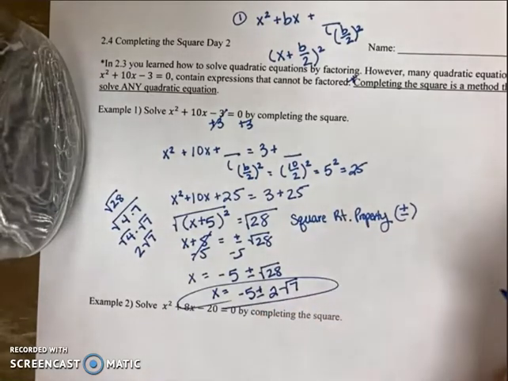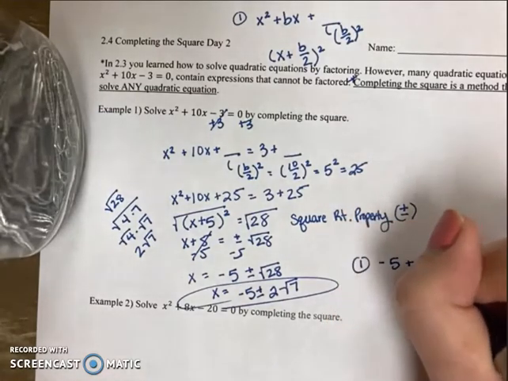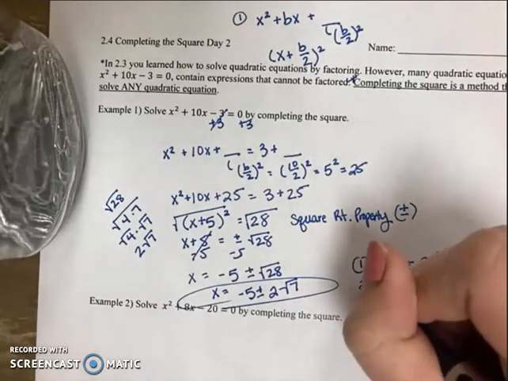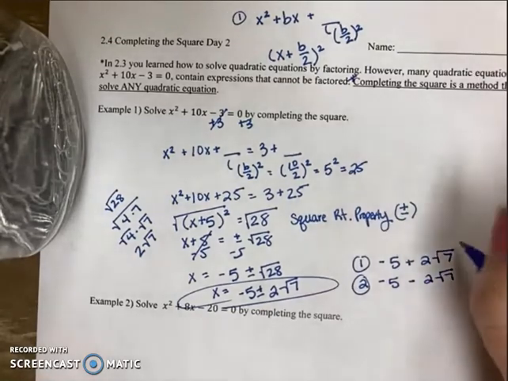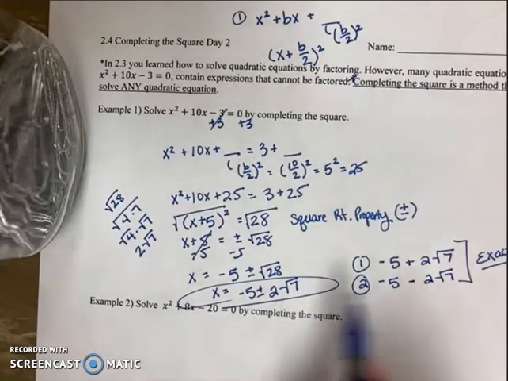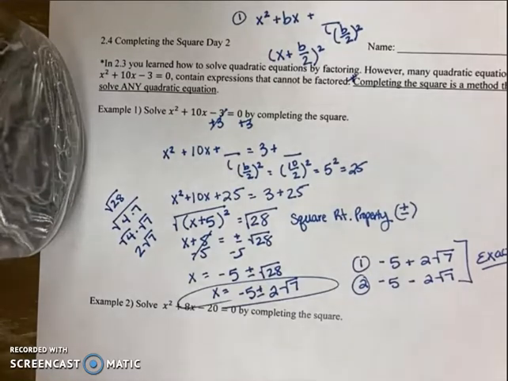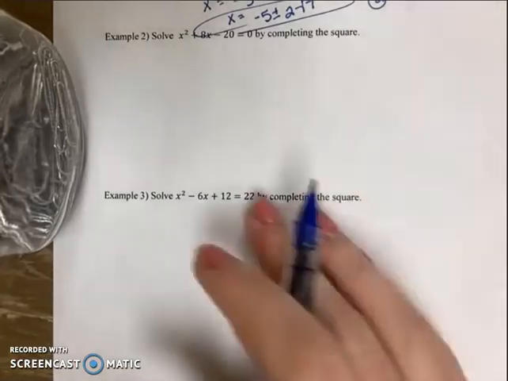That plus or minus means that really I have 2 solutions. One of my solutions is negative 5 plus 2 root 7, and the second solution is negative 5 minus 2 root 7. These are exact answers. I do not want you plugging it in and giving me a decimal approximation unless I specifically ask you to, and as of right now, that is not what I want you to do. Let's try it again. I feel like practice and repetition is the best way that we're going to get this method down.